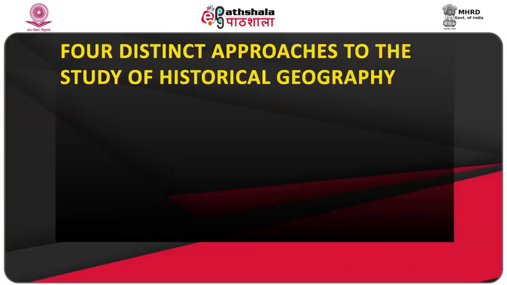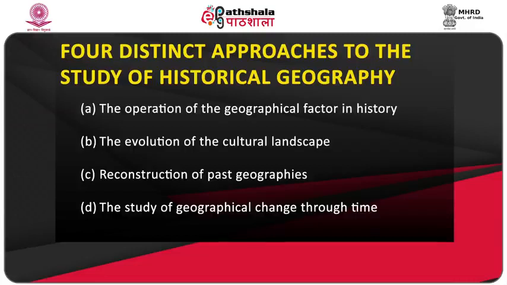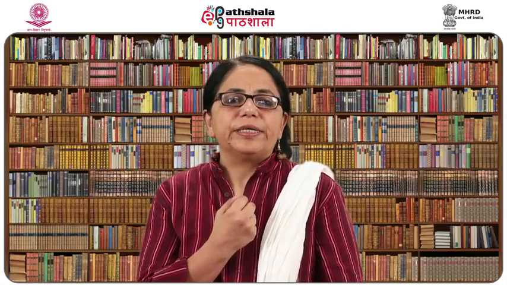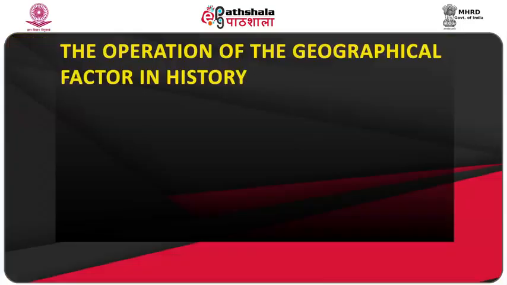According to Smith, 1965, the study of historical geography has embraced 4 distinct approaches, which are: number 1, the operation of the geographical factor in history; number 2, the evolution of the cultural landscape; next, the reconstruction of past geographies; and lastly, the study of geographical change over time. However, many studies of historical geography incorporated more than one approach.